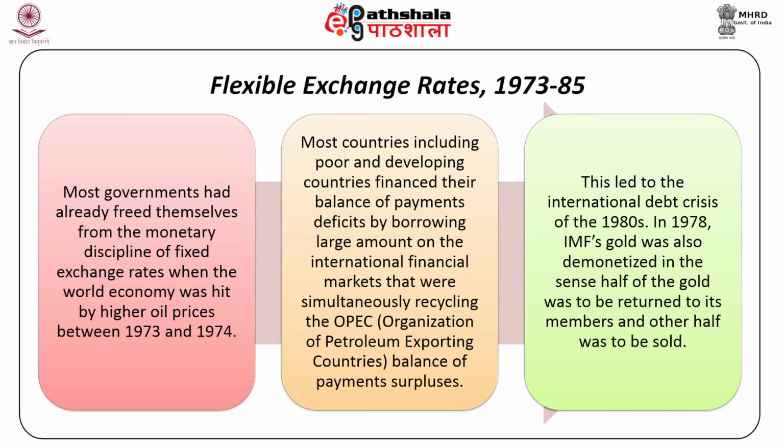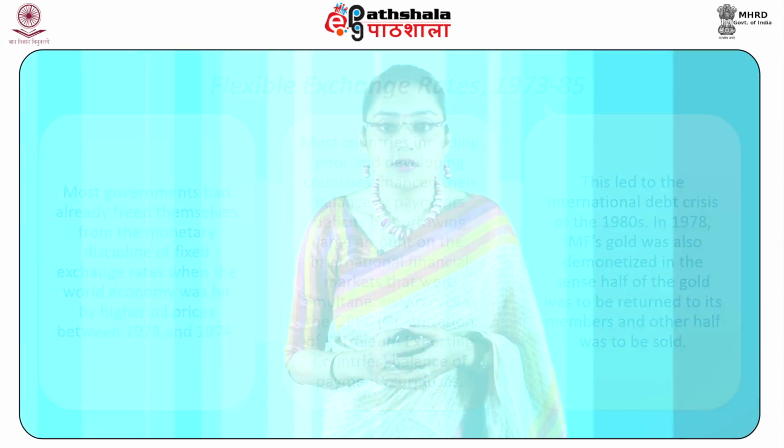In 1978, IMF gold was also demonetized, in the sense that half of the gold was to return to its members and the other half was to be sold. The proceeds were to be used for development in the poor countries. In 1979, the countries of the European Community created the European Monetary System with the aim to promote exchange rate stability among their currencies. From 1976 to 78, the dollar lost 12% of its value compared to the Special Drawing Rights. Lastly, in 1979, the Fed focused only on controlling the money supply rather than on stabilizing the interest rate.